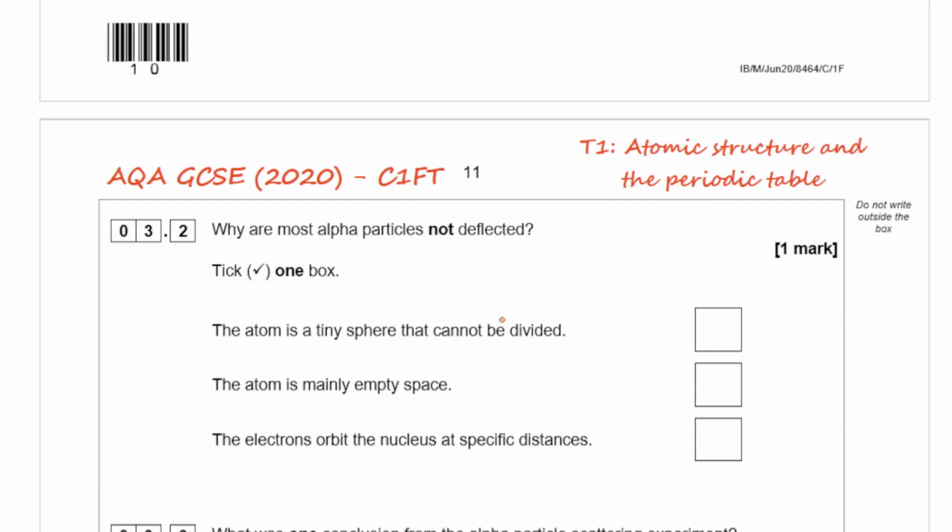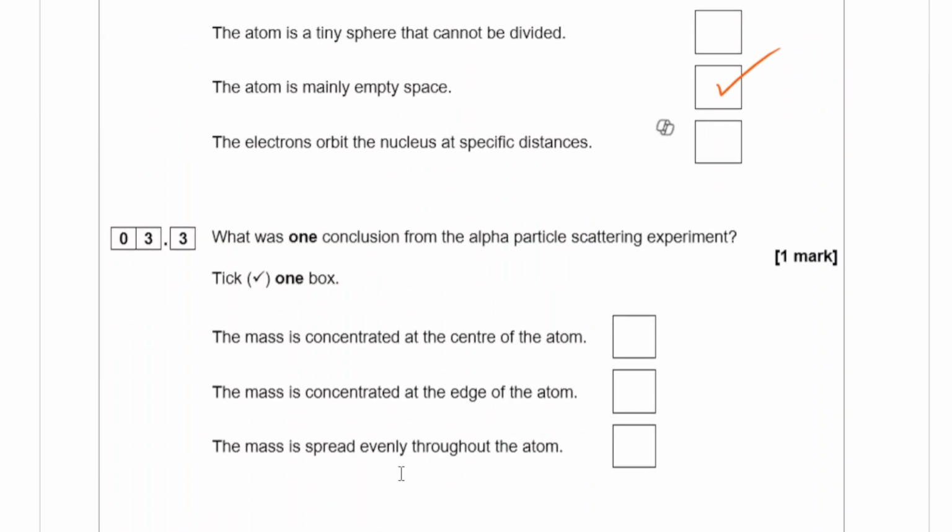Why are most alpha particles not deflected? The atom is a tiny sphere that cannot be divided. That doesn't explain it. The atom is mainly empty space. That's the reason. The electrons orbit the nucleus at specific distances. Again, it doesn't give a reason for that.